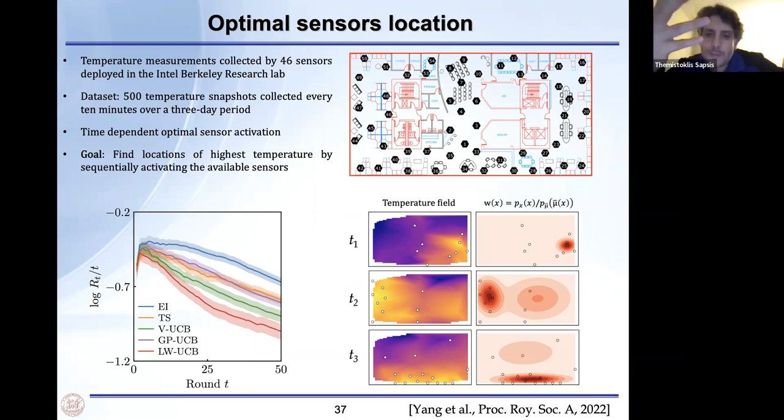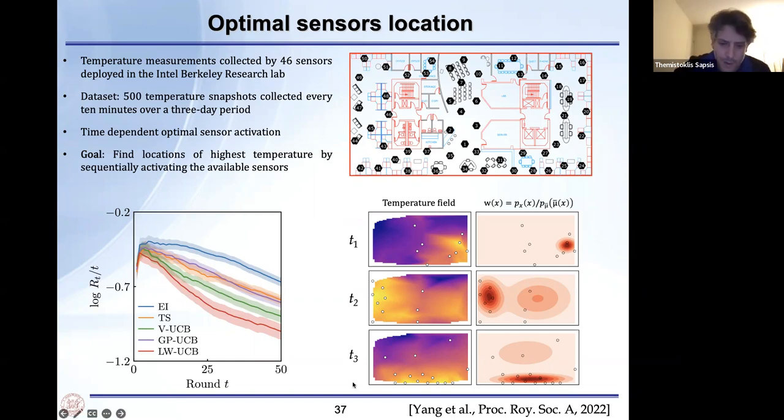So we are able to run this with different algorithms. A very popular algorithm in this case is Thompson sampling. And then we have all the criteria that I discussed very briefly before, the expected improvement, upper confidence bounds, and so on. Likelihood weighted upper confidence bound, again, is the winner when it comes to identifying the spatial maxima, right? If you try to build the whole field, of course, it will not give you much. But if you try to identify where the maximum is, it will perform the best.